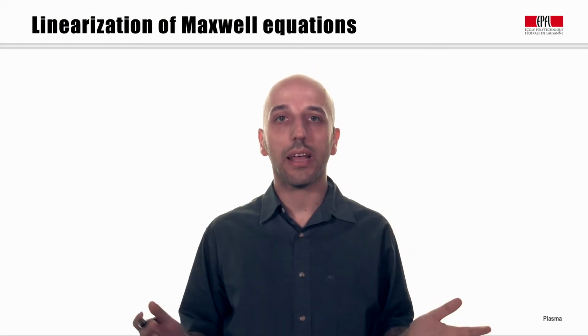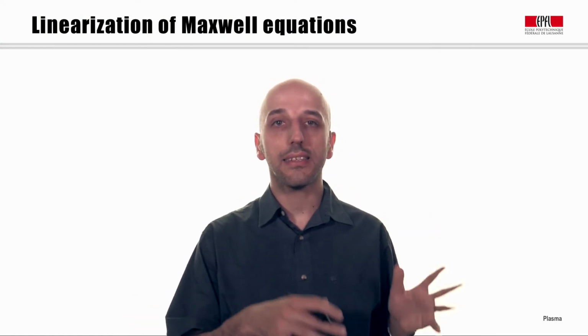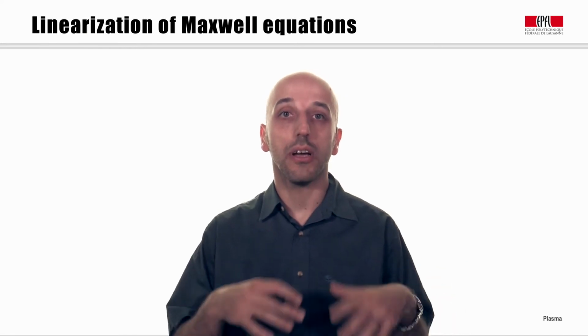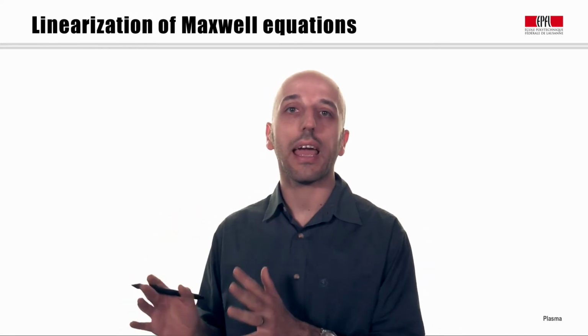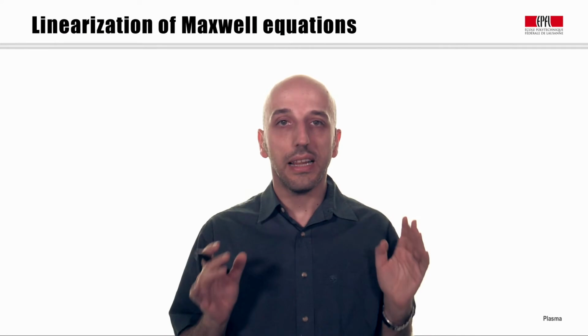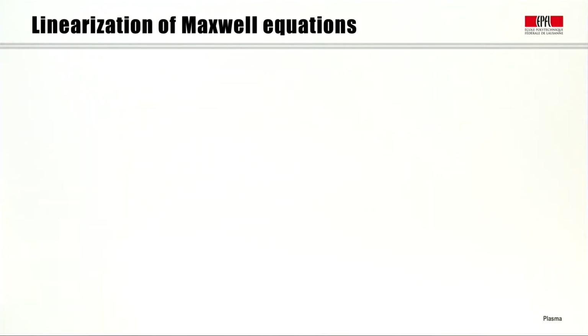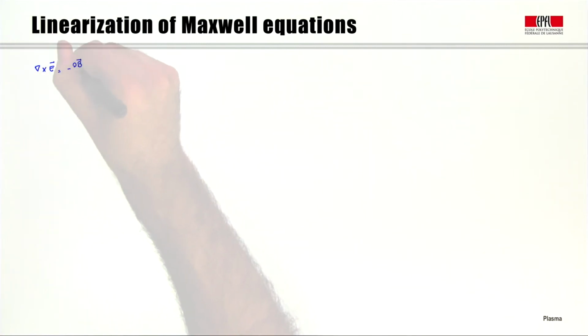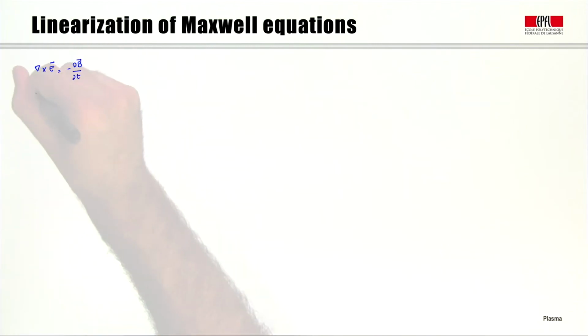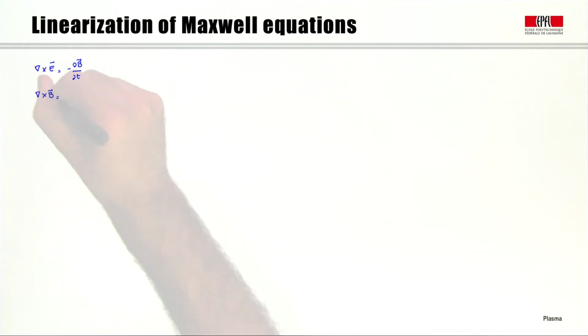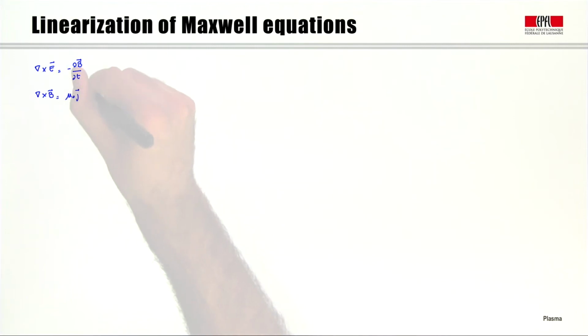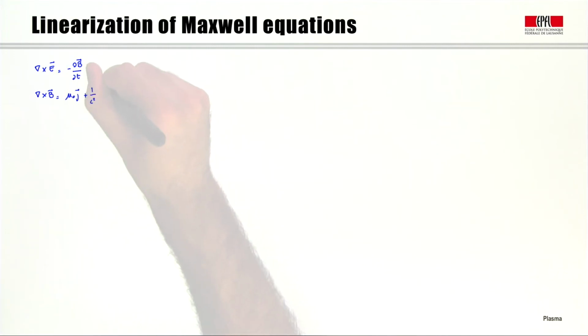Okay, we are now ready to linearize and Fourier transform both Maxwell equation and the two-fluid equation. Let's start from Maxwell equation. The equations that are interesting for us are the curl of E equal to minus dB over dt, and curl of B equal to mu 0 j plus 1 over c squared dE over dt.